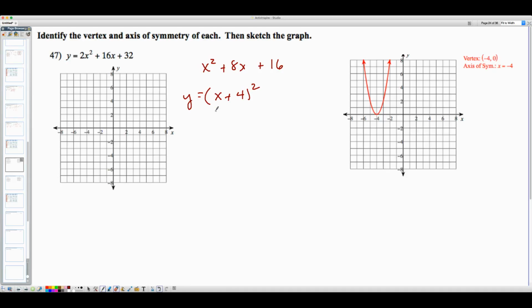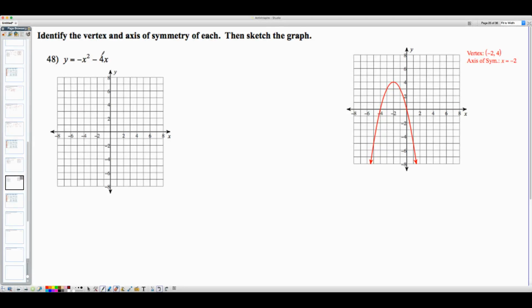My vertex would be at negative 4. It's a double vertex because it intersects here. It's going to open upward, so it'll look like this. And my axis of symmetry is x is equal to negative 4. It opens up and down because it's a y equals. The vertex is at negative 4, 0.